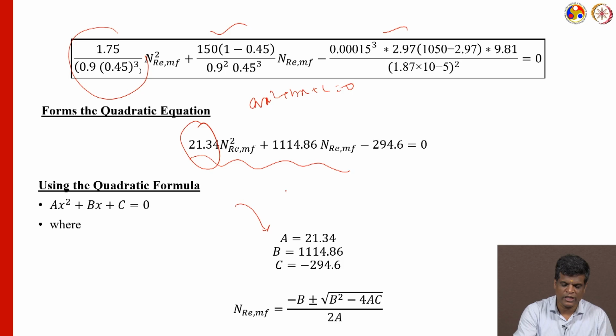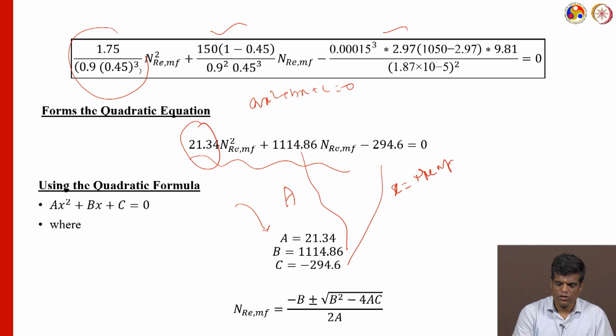You can use the same thing here: a equal to this one, then b equal to here, then c equal to here. If you want to calculate the x value here, x equal to minus b plus or minus root of b square minus 4ac by 2a. You want to find the root of that one.